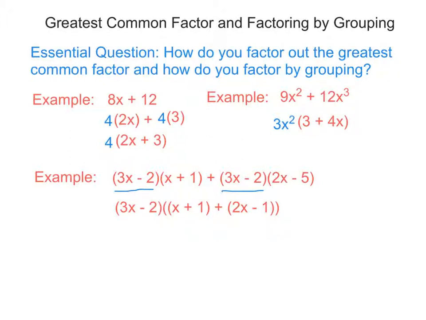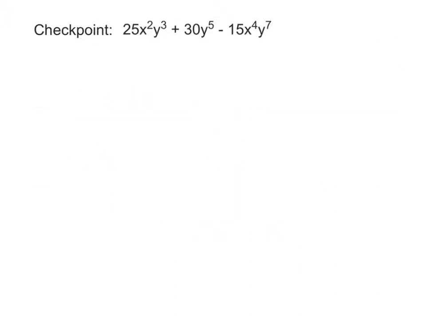So anything that's common, you can factor out. In fact, whenever you are factoring, the very first thing you should do is always look to see if there's anything common that you can factor out. Now, I would like you to look at this expression, 25x squared y cubed plus 30y to the fifth minus 15x to the fourth y to the seventh. I would want you to find the greatest common factor for this expression and post your answer in the drop box.